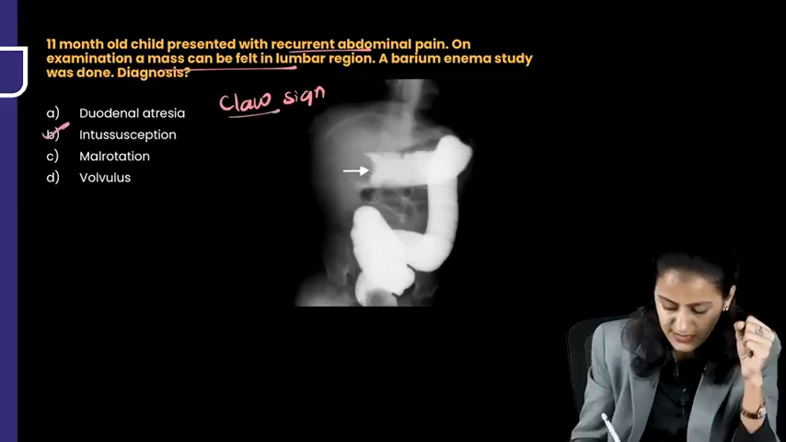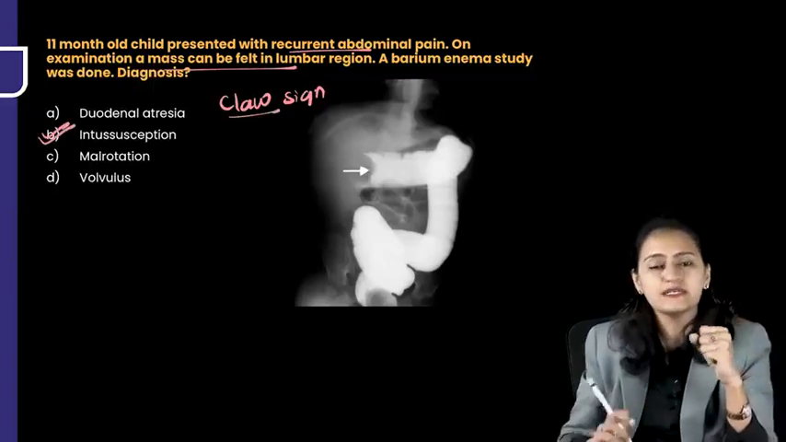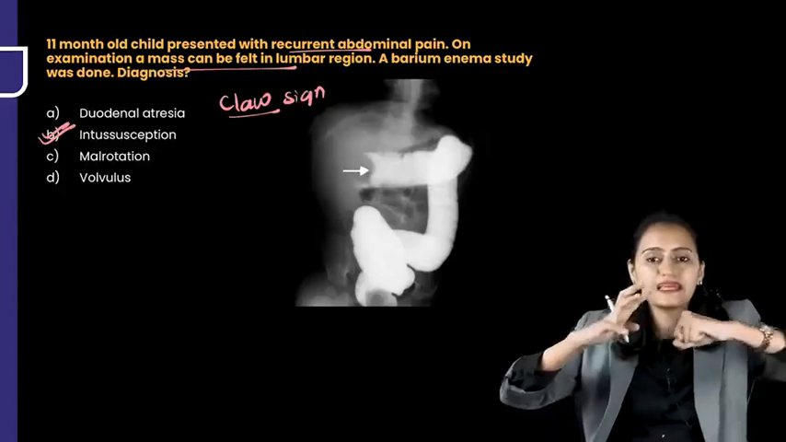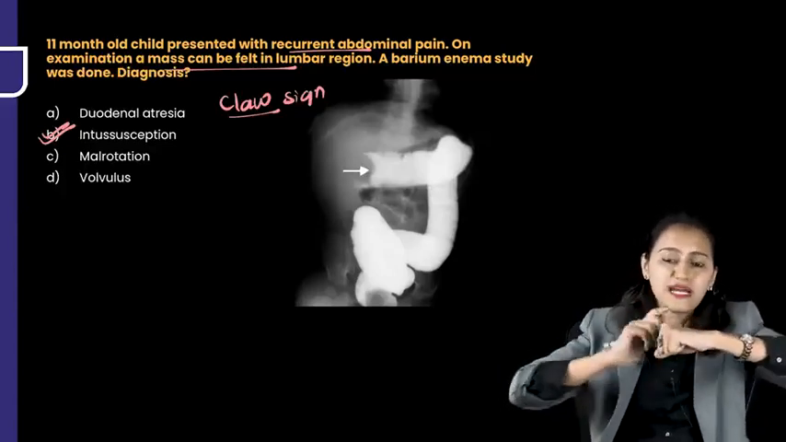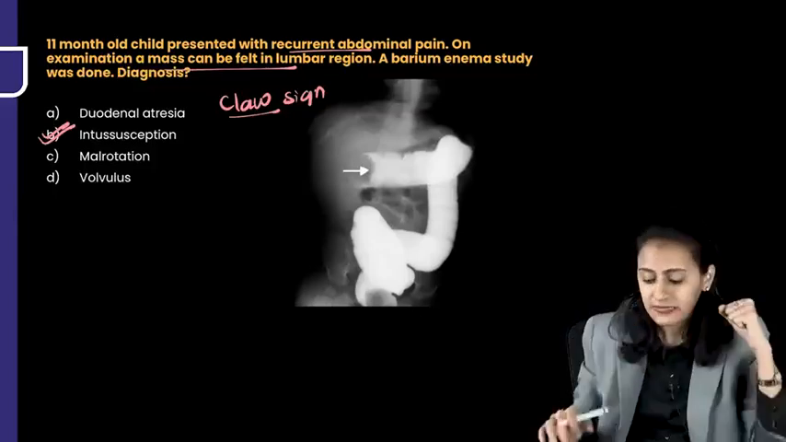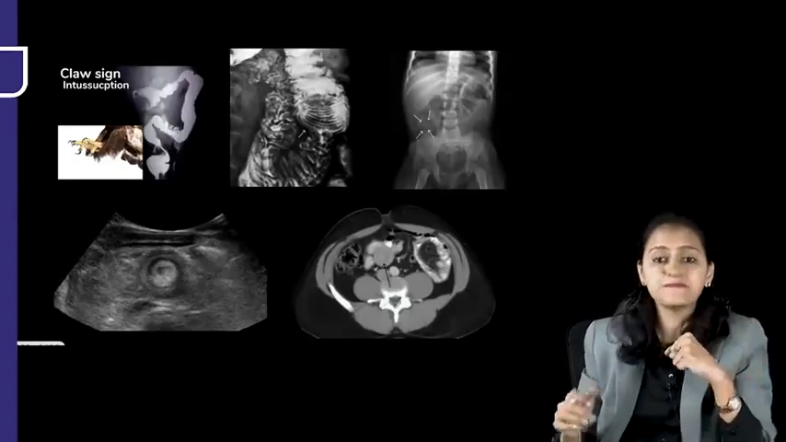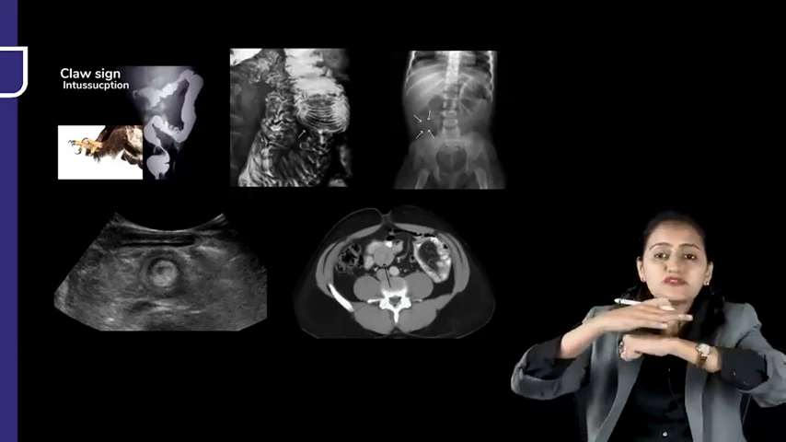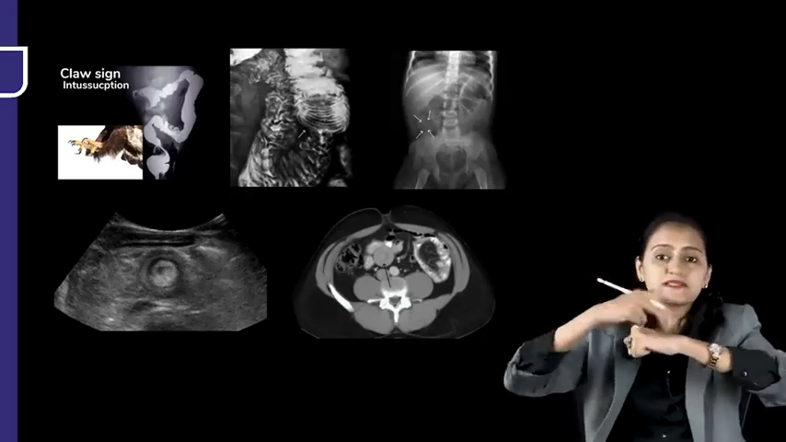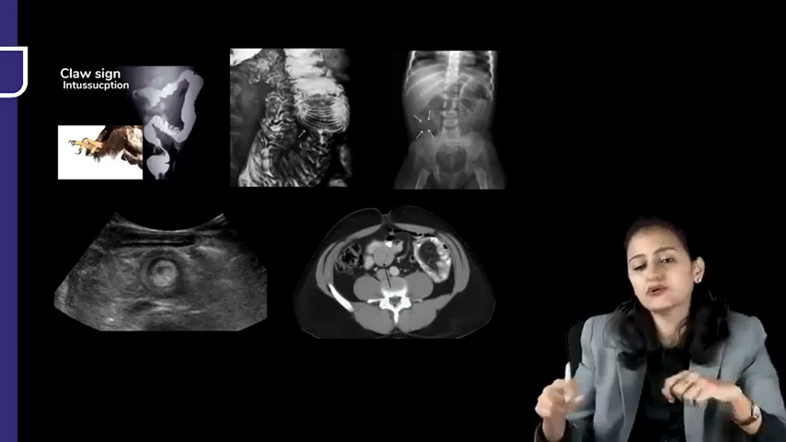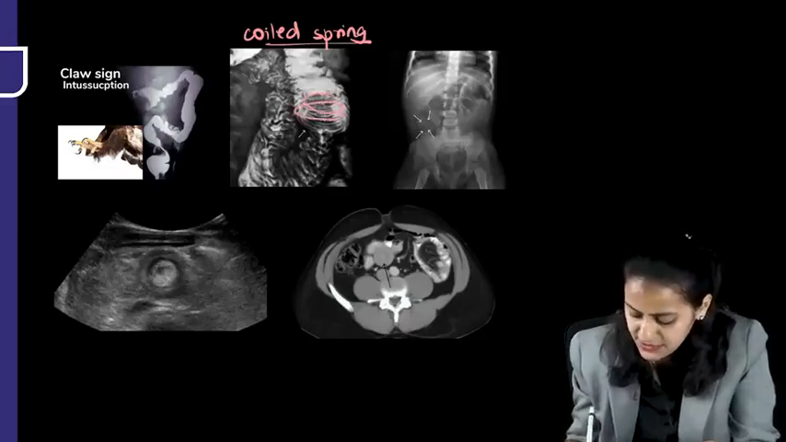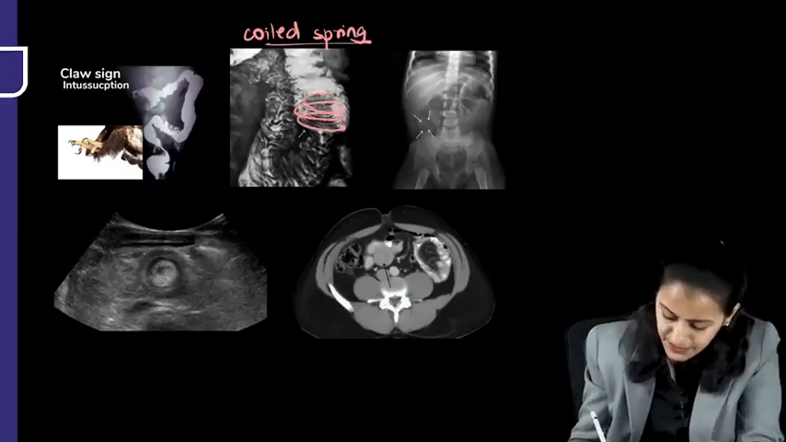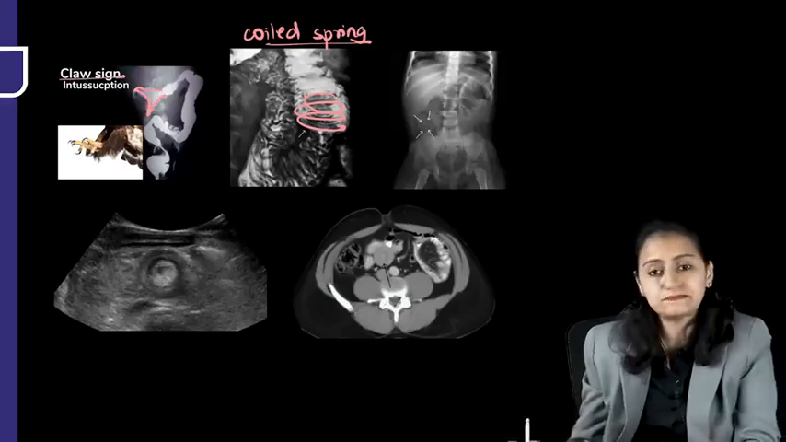Claw sign is seen in intussusception. So what happens? The barium goes up, intussusception, one bowel going into the other. The barium cannot go ahead, so that gives the claw sign. What is the other sign that we see? If there is some space in between the two, the intussusceptum and intussuscipiens, the barium goes coiling around the intussusceptum. The next sign is the coiled spring sign. Again, a previously asked question, the coiled spring sign, and you have the claw sign.